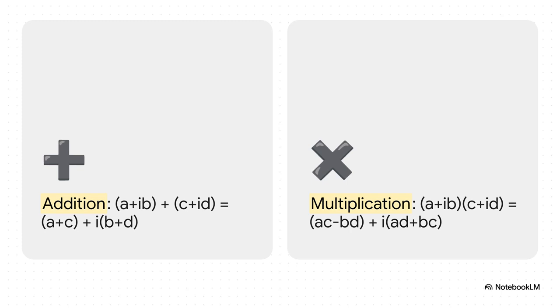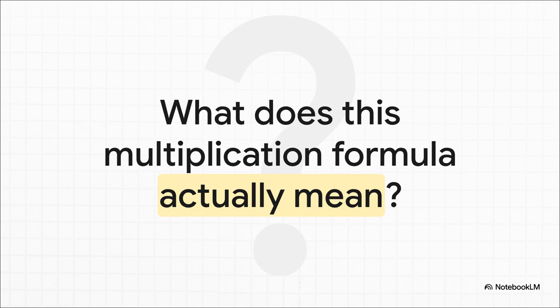I mean, where on earth does ac minus bd come from? It feels totally random, right? Like someone just pulled this complicated rule out of a hat. And that, right there, is the big question for today. What is this crazy-looking formula actually doing? Is it just some arbitrary rule we have to memorize for a test, or is there something deeper, something more intuitive, hiding underneath all that algebra?